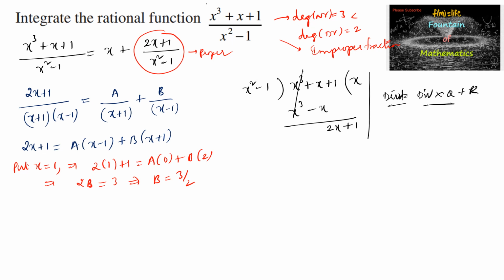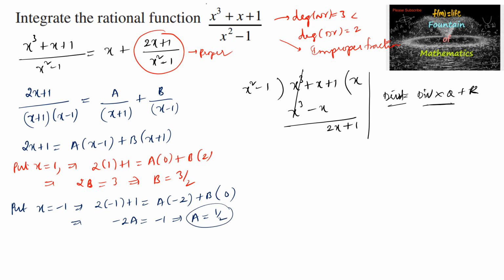And now to get the value of a, put x is equal to minus 1. So 2 times of minus 1 plus 1 is equal to a times of minus 1 minus 1, that is minus 2, plus b times of minus 1 plus 1 is 0. So we have minus 2a is equal to minus 2 plus 1, which is negative 1. So that is a is equal to 1 by 2.